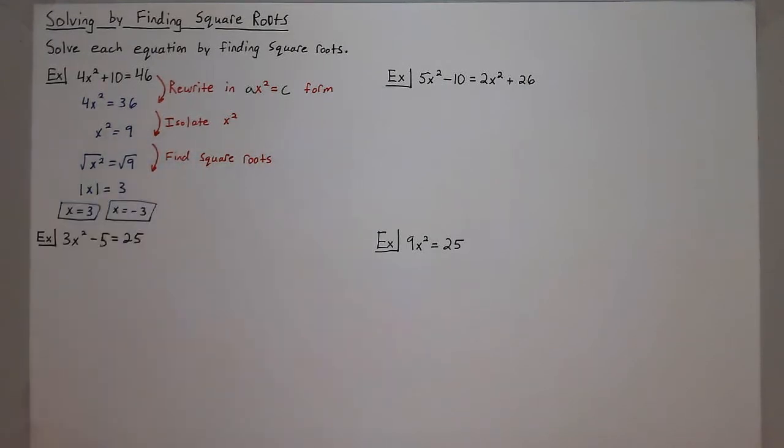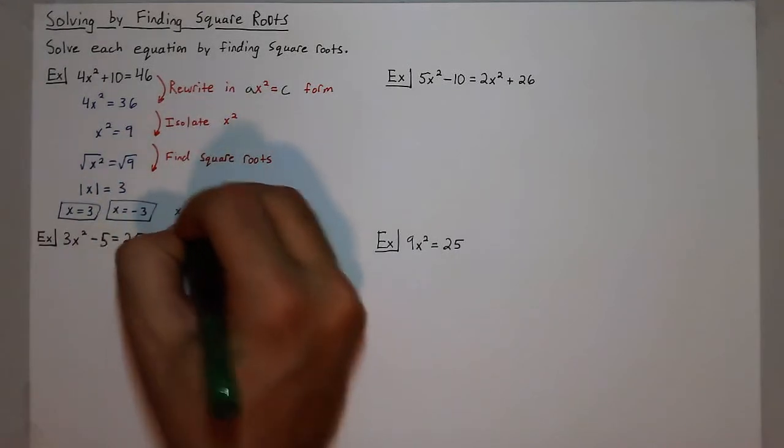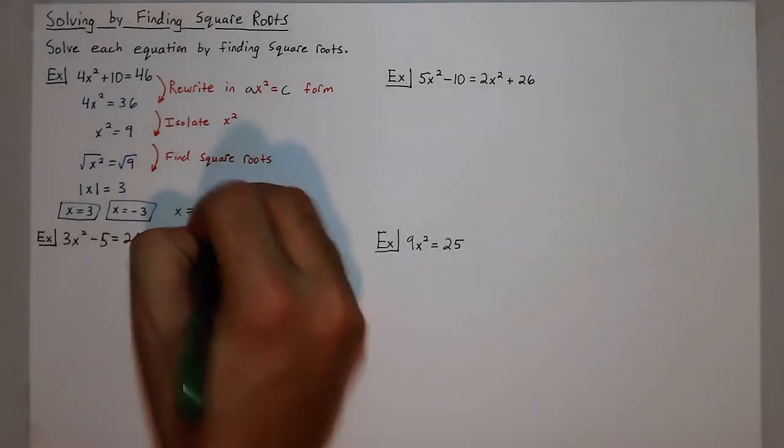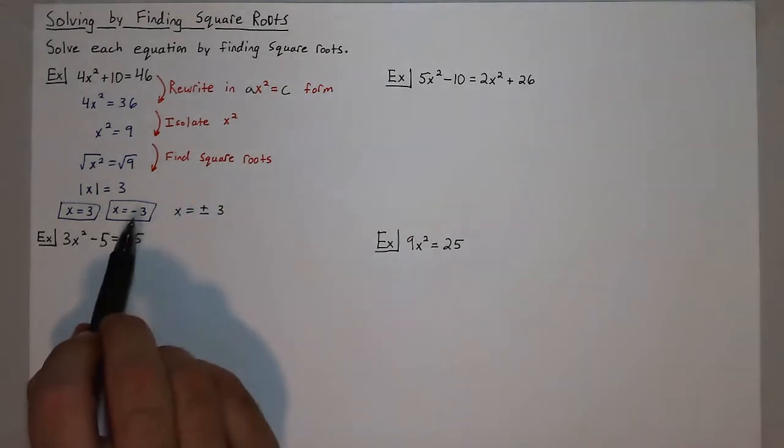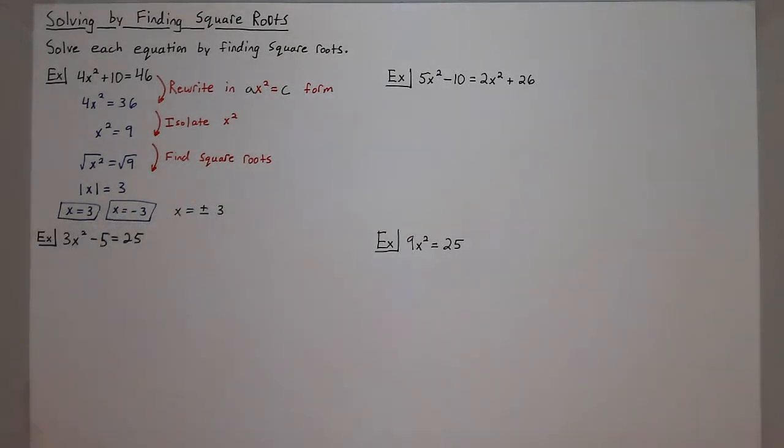Sometimes you'll see it written as x is equal to plus or minus 3. But I always find it's good practice to write them as two separate solutions so you can see it that way. So let's try this with another example.